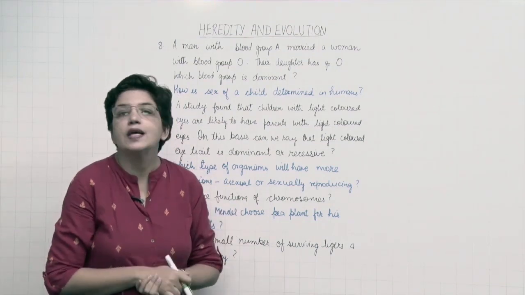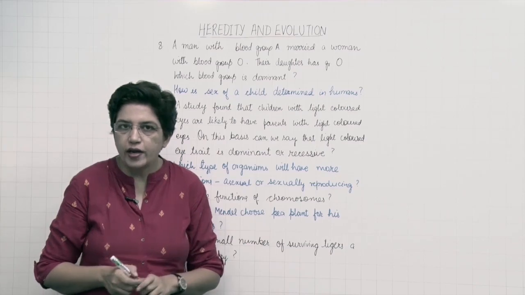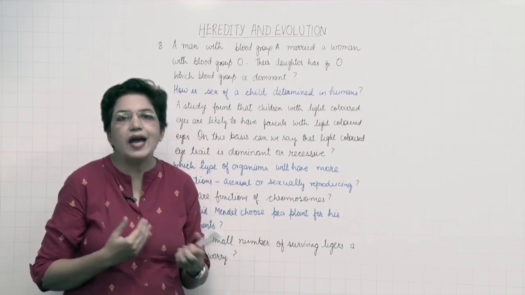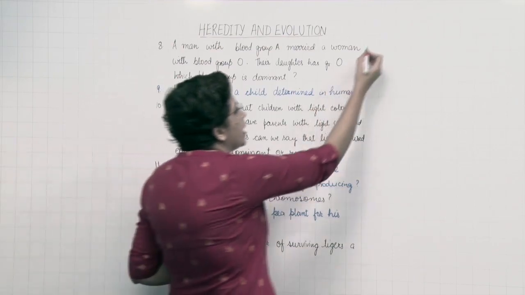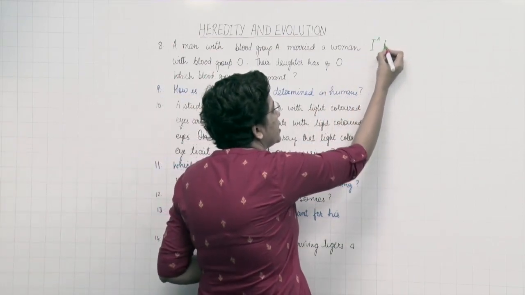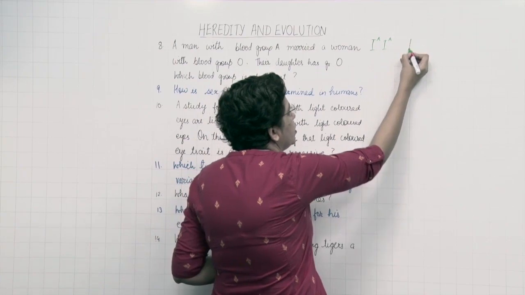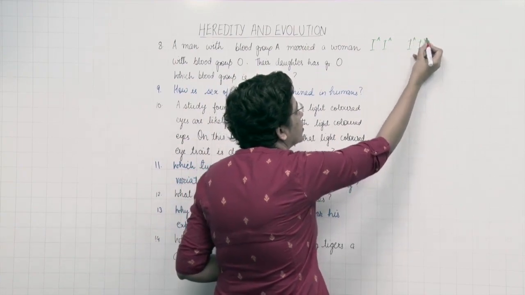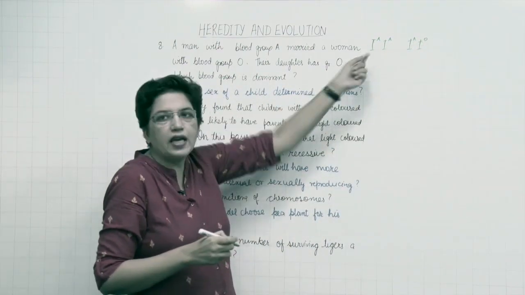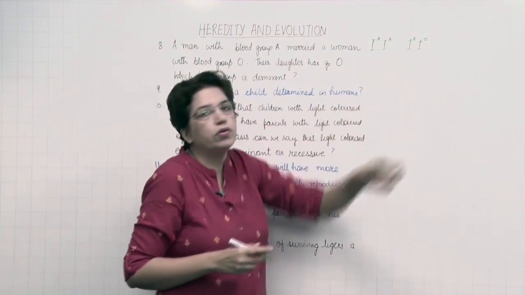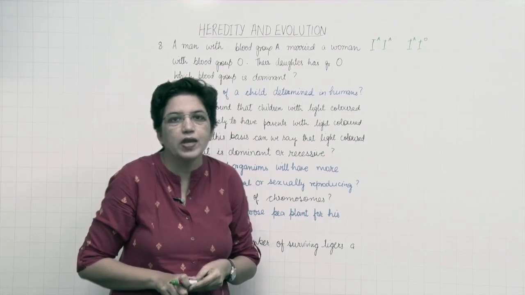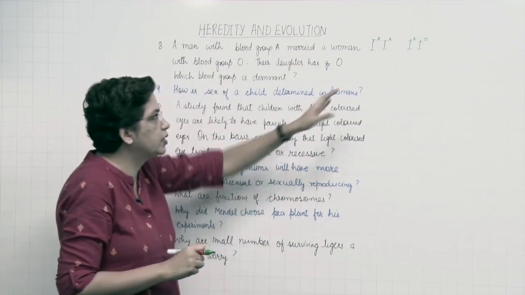So, the answer is this information is not enough because both A and O in this case can be dominant. For example, let us assume A is dominant. So, the father can have either, okay, this I with A represents the trait that blood group is A and I with O represents the blood group is O. Okay, so it is O type of gene.